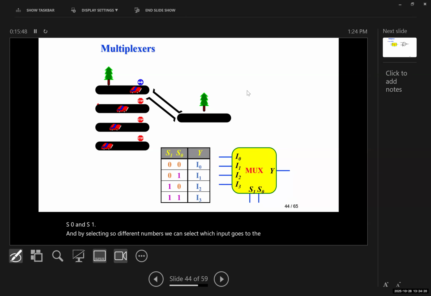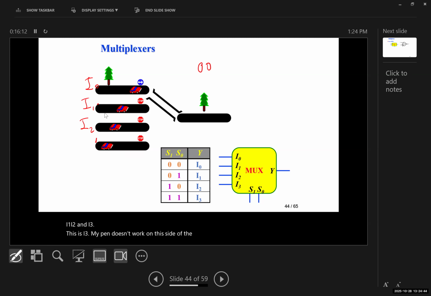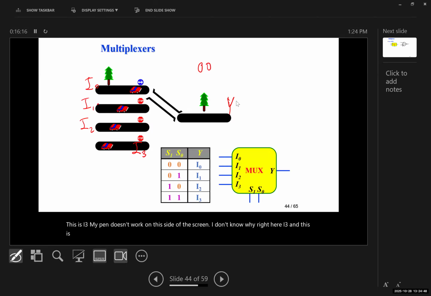Now, for example, if S0, S1 is 0, 0, then I0, so let's call this I0, I1, I2, and I3. This is I3. My pen doesn't work on this side of the screen. I don't know why. I'm going to write it here, I3. And this is my output Y, okay?